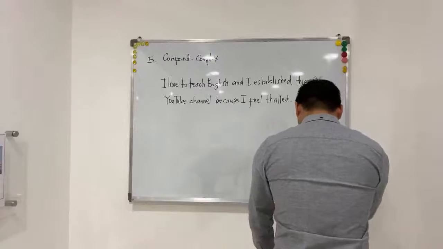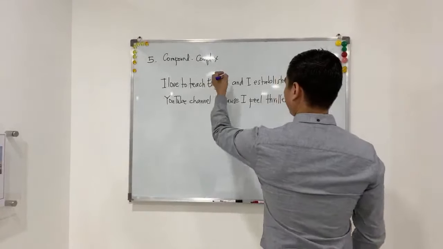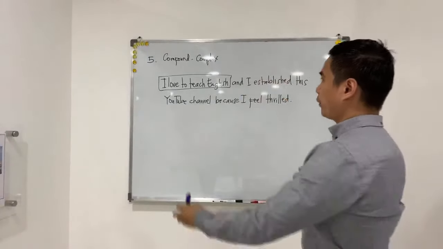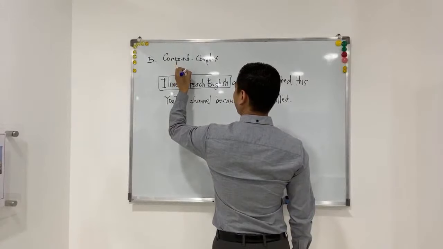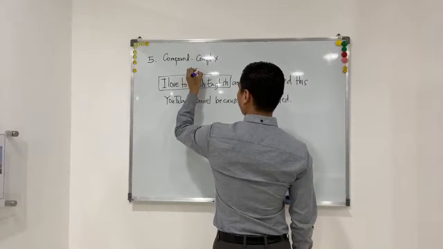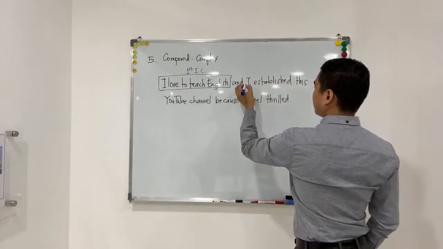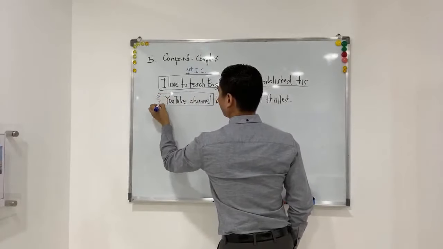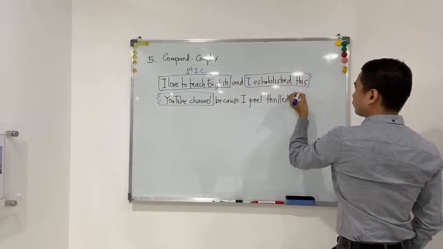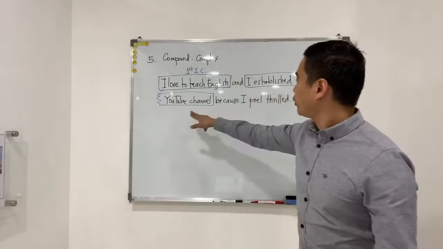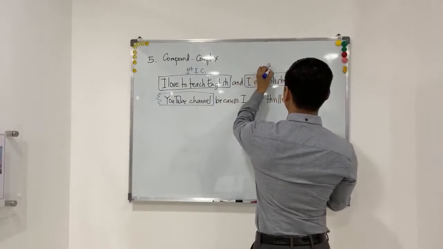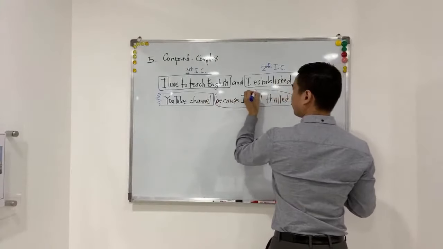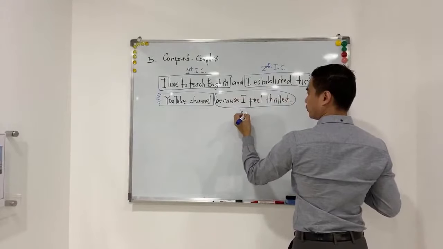So the compound, this is the first independent clause. First independent clause. And I established this YouTube channel is the second independent clause. And this, the whole thing, is the dependent clause.